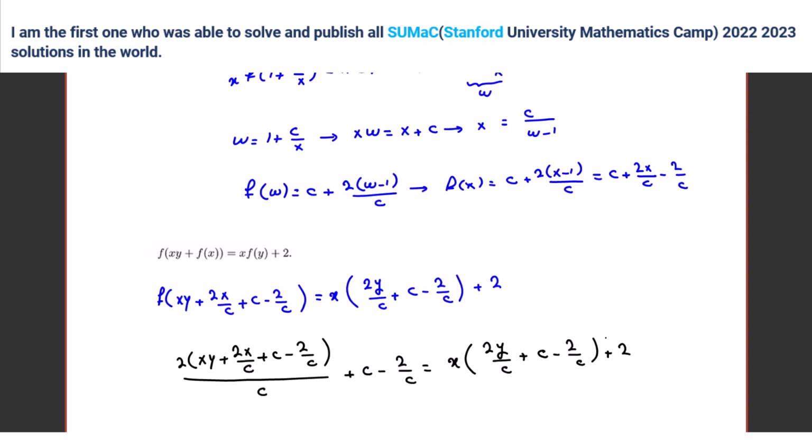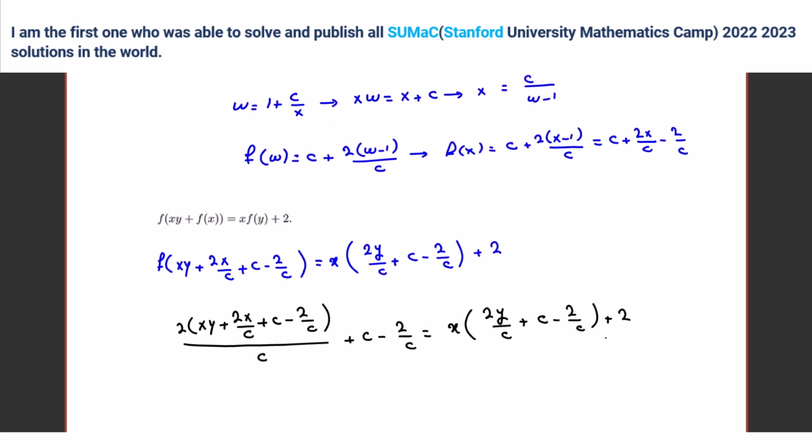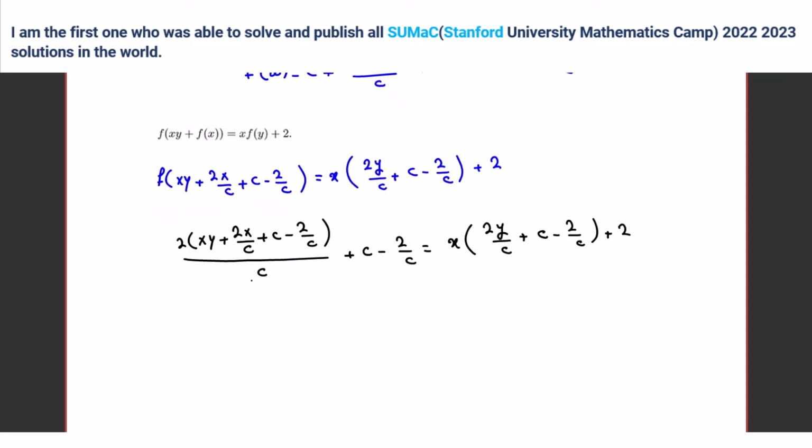Yeah. Agreed. Then we can do what? I first multiplied by c on both sides. If we multiply by c, it would be 2x y plus 2x over c plus c minus 2 over c plus c squared minus 2 is equal to x times 2y plus c squared minus 2 plus 2c, right? Yeah. Then we should do what?